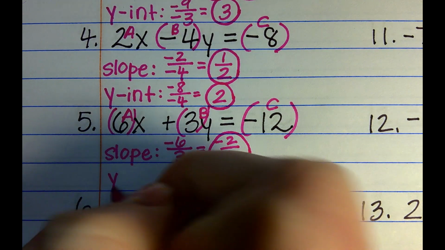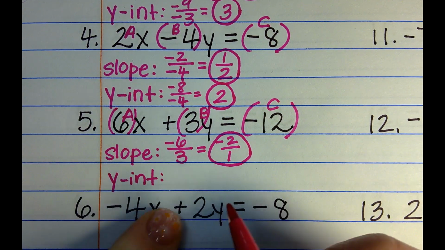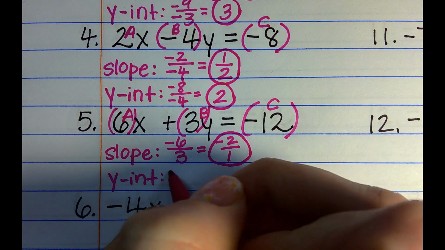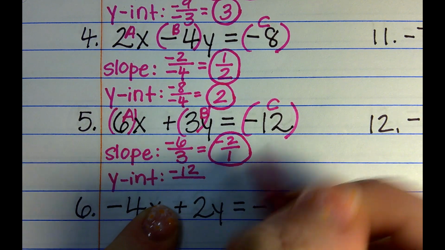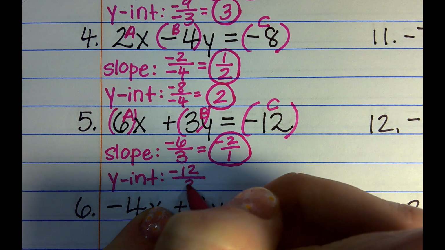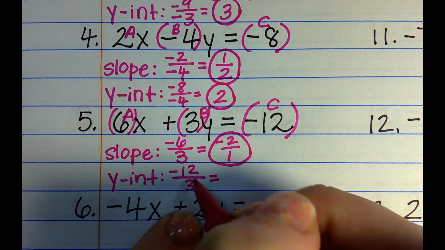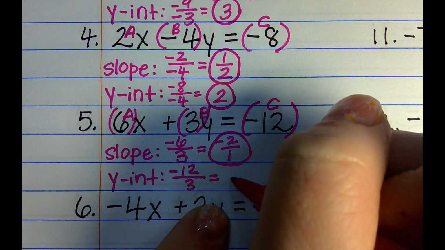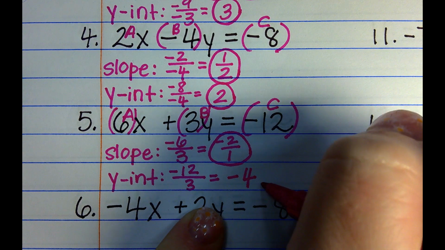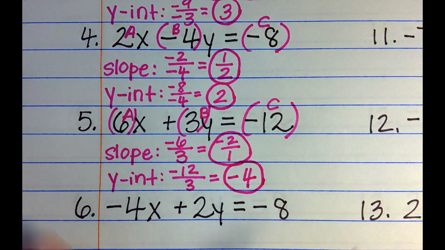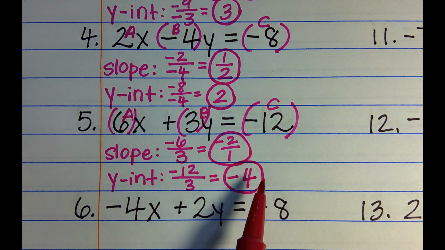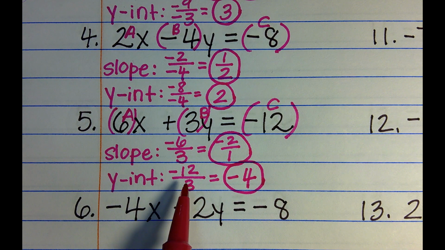Okay, so how about the y-intercept? -12 over 3 simplifies to -4. The -12 for C over +3, that's B. And that simplifies to -4, because 12 divided by 3 is 4. We have a negative divided by a positive, and that gives us a negative answer. Okay, any questions on number 5?